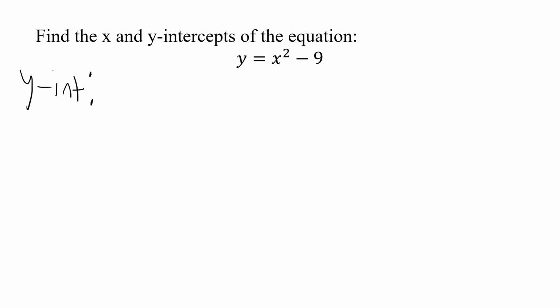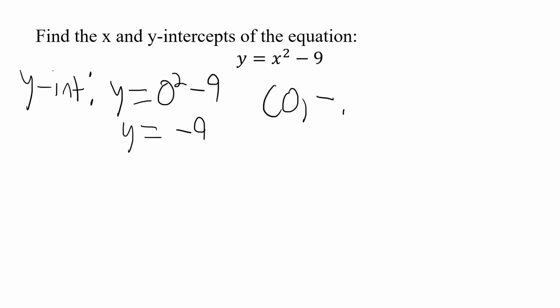To find the y-intercept, we make x 0. So y equals 0 squared minus 9. 0 squared is just 0, and 0 minus 9 is just negative 9. So our y-intercept is negative 9, and we can write that as (0, negative 9).